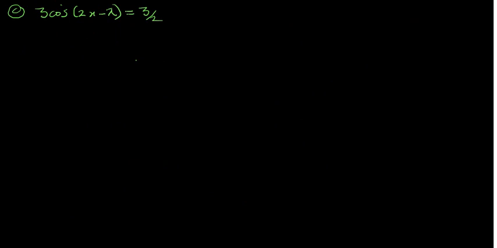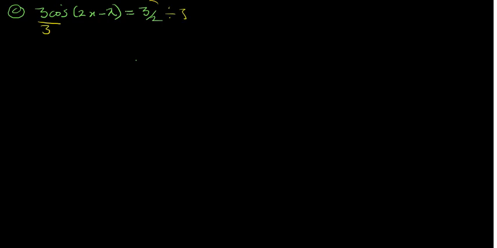Okay. So we go on to solve this question. 3 cos(2x minus pi) is equal to 3 over 2. Now the first thing that we are going to do is, we can see that we have got a compound angle. That's why we can see this addition and subtraction inside there. That's a compound angle. So what we do is, we are going to first divide by this 3 on both sides.